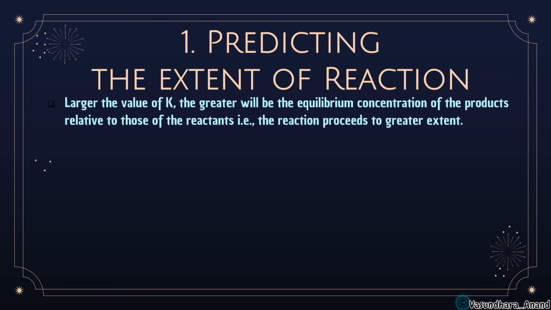Larger the value of K, greater will be the equilibrium concentration of the product relative to those of the reactant, that is, the reaction proceeds to a greater extent. It is a simple thing. K equilibrium, whenever we write, is the concentration of product upon the concentration of reactant. If this value is high, that means obviously the product concentration is more, then only K equilibrium will be high. So very little reactant is left with you, meaning the reaction has proceeded more. The reaction is just about to finish, or about to reach its final stage. Got it?